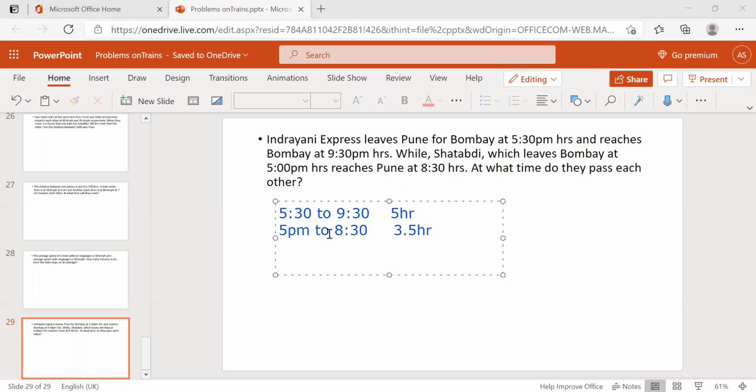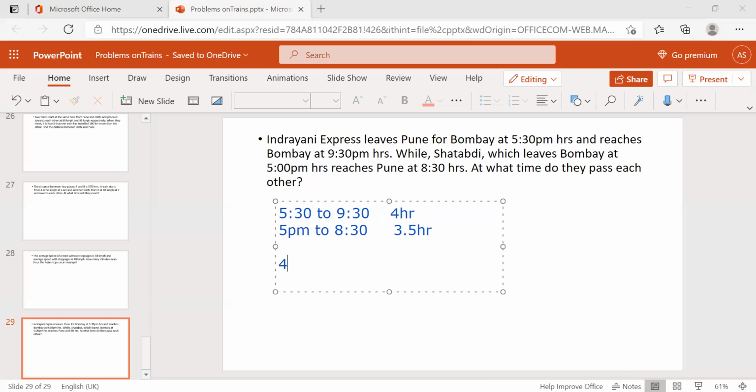Now, how are we going to solve this? They didn't mention the distance. If the distance is the same, Pune to Mumbai and Mumbai to Pune, then we can get the distance by taking the LCM. Do you remember this? 5:30 to 9:30 is 4 hours. That distance we can assume by taking the LCM of both timings.